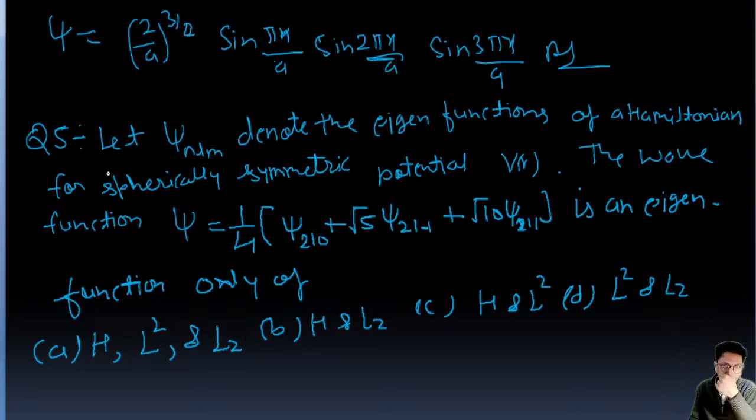So the question is, let psi NLM denote the eigenfunction of a Hamiltonian for a spherically symmetric potential V(r), and the wave function psi given here is an eigenfunction of H, L square and Lz. So which option is correct? We'll check one by one.